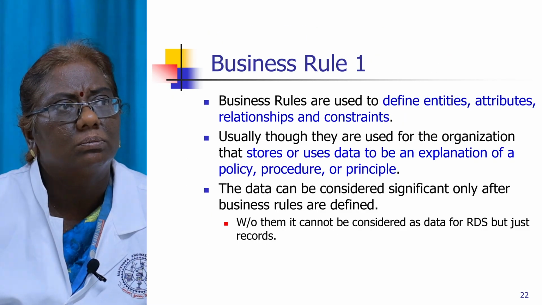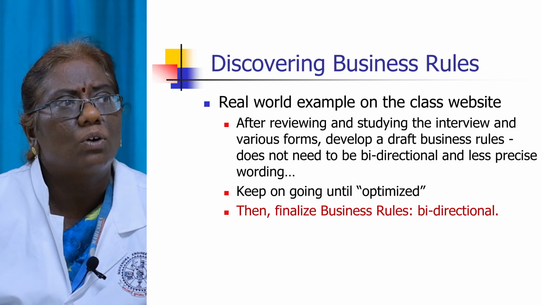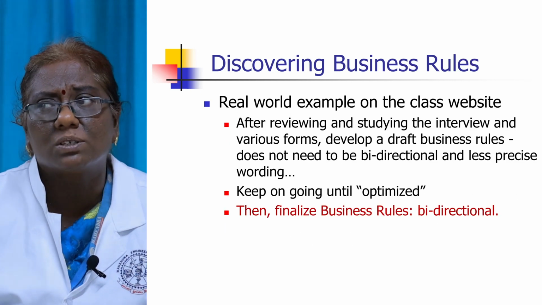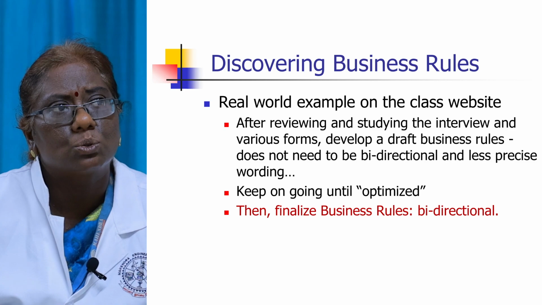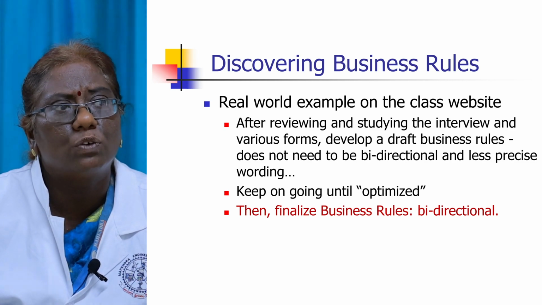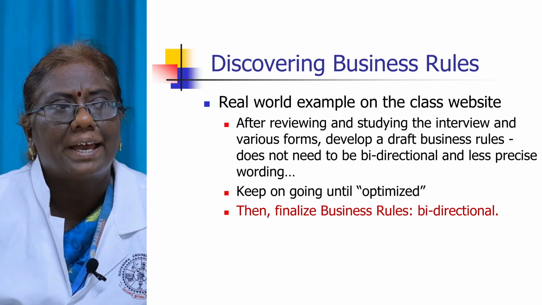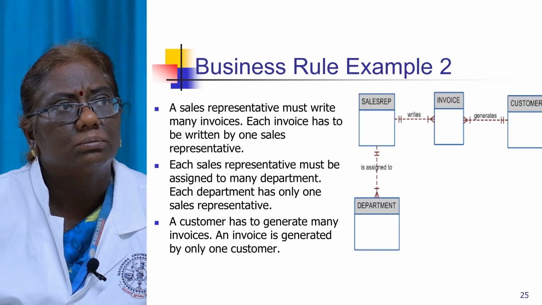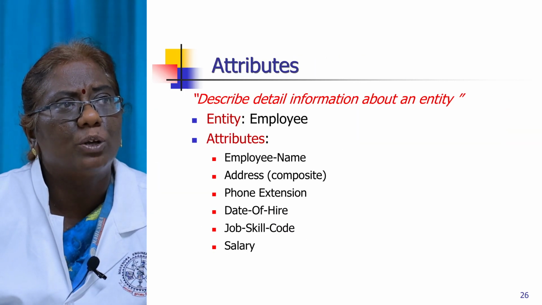Next one. So what we have discussed so far are basic business rules, business rule 1, business rule 2. These are some business rules we follow for representing our entity diagram. Next. The attributes describe detailed information about an entity.